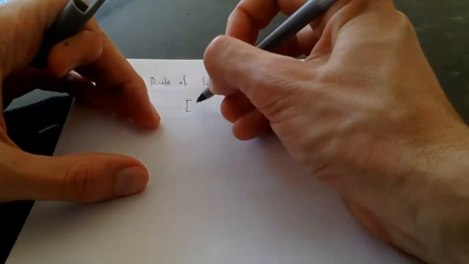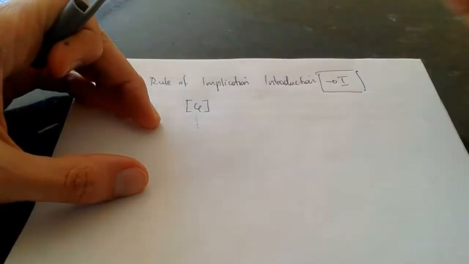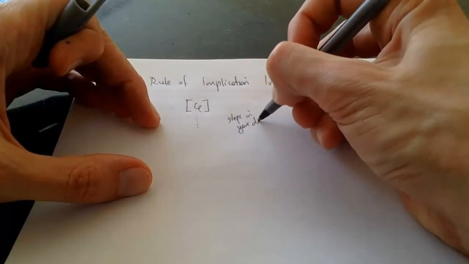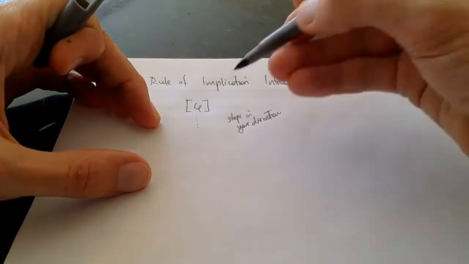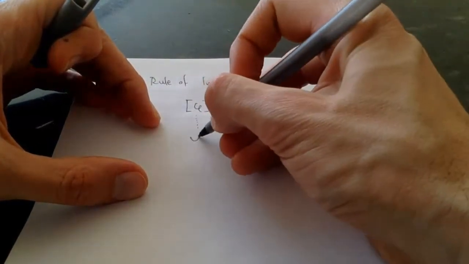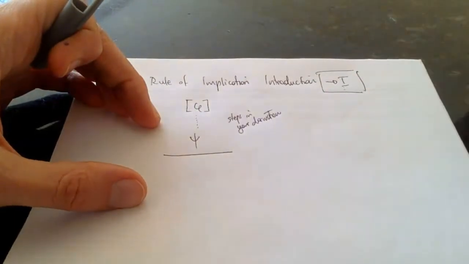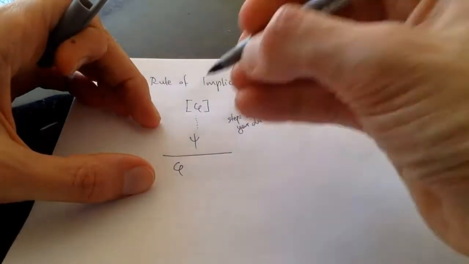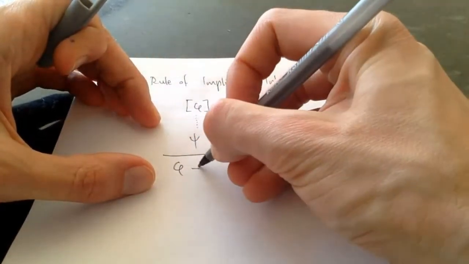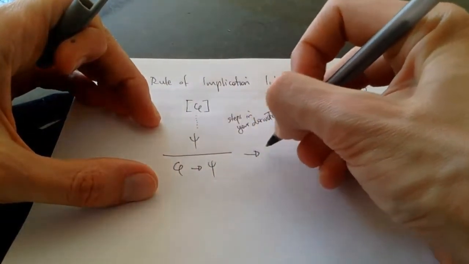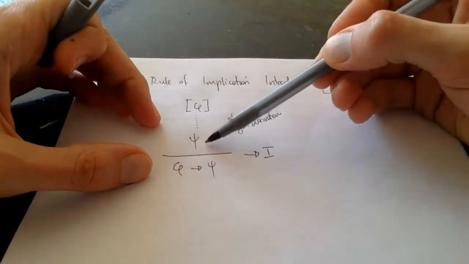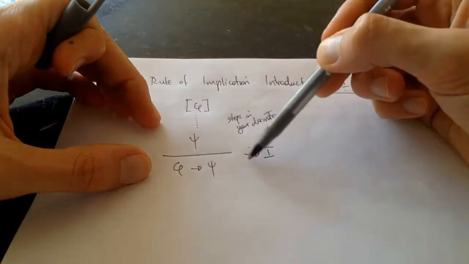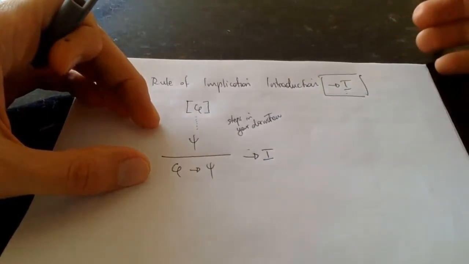So suppose you assume a formula phi, and then through various steps in your derivation, various applications of other rules, you arrive at the formula psi. Then the rule of implication introduction allows you to write immediately below this last line, phi implies psi. So you can write implication introduction here, meaning that these steps in the derivation from here to here are due to the application of this rule of implication introduction.